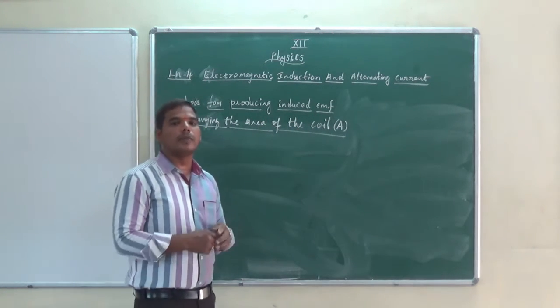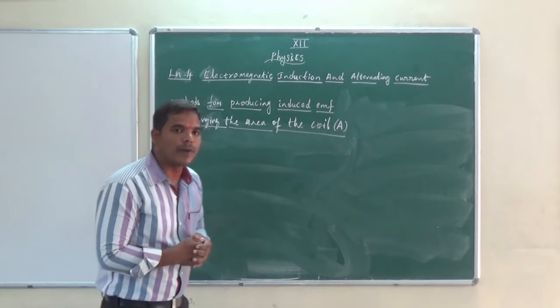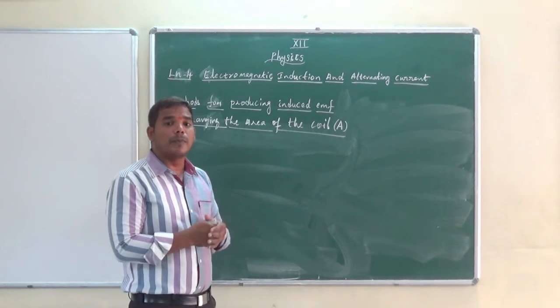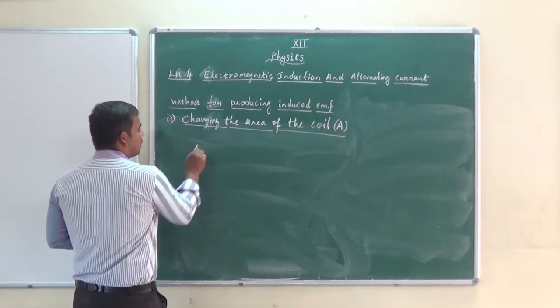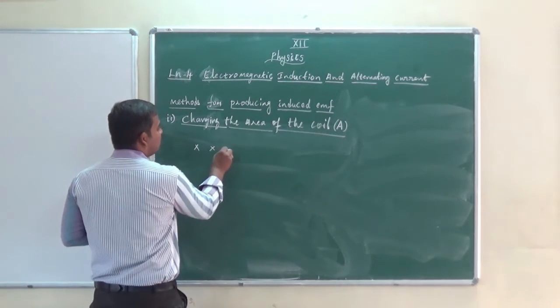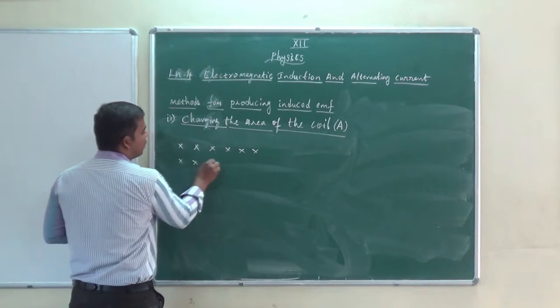So now I will take a uniform magnetic field. What kind of uniform magnetic field? One that is perpendicular to the plane of the paper. I show that: the cross symbol indicates the magnetic field. How is it acting? Perpendicular to the given plane of the paper.